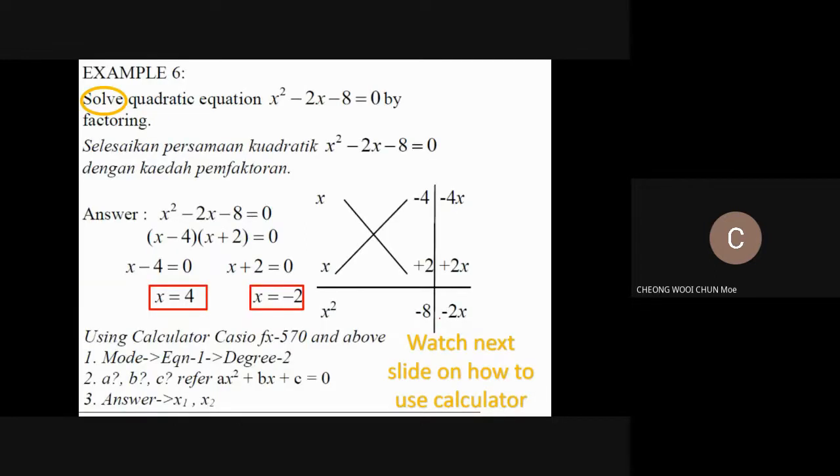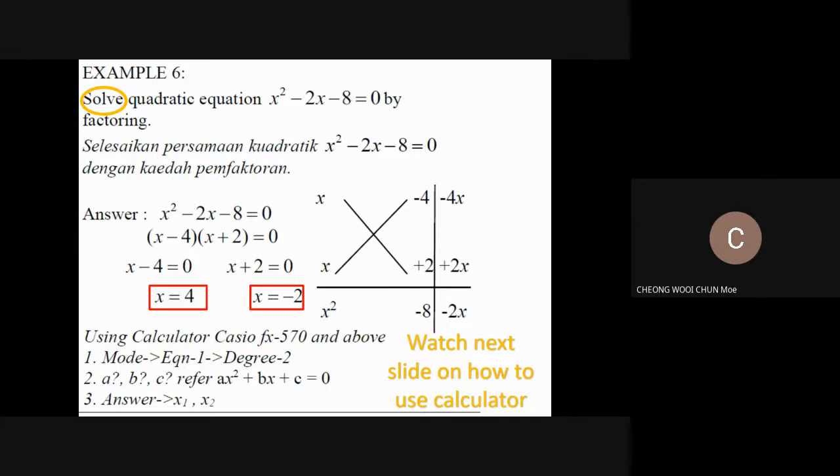So example 6. Solve quadratic equation. X power 2 minus 2x minus 8 equal to 0 by factoring. Okay. Just now, you already learned how to factorize using this method. Okay. So it's the same method.